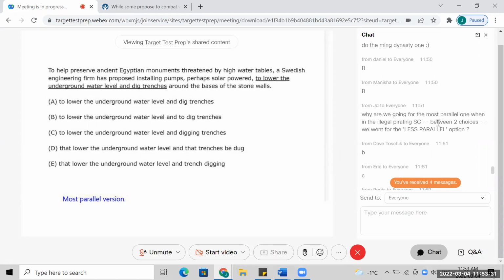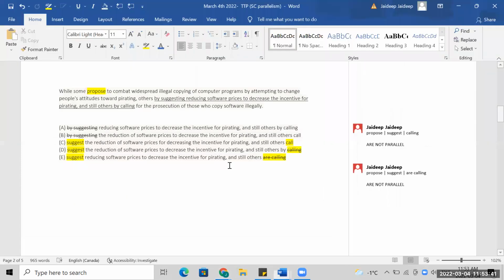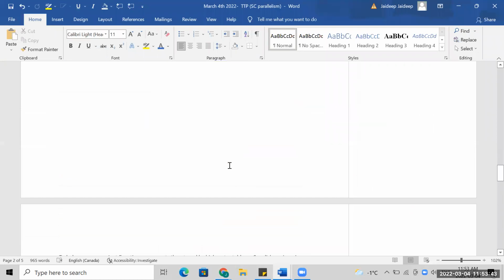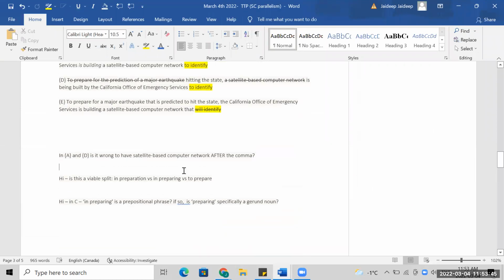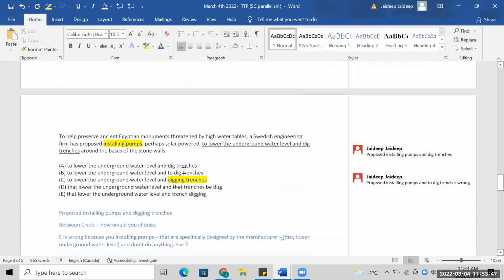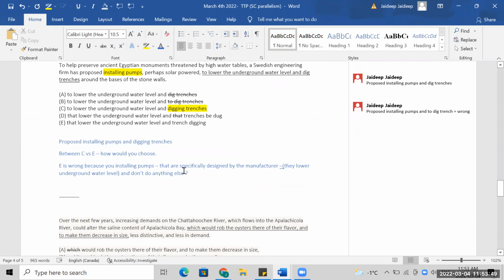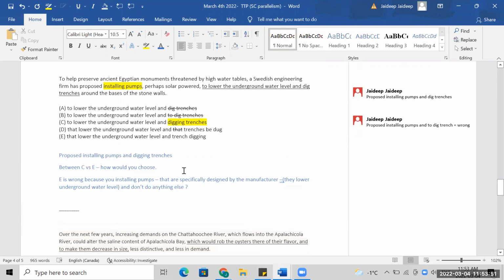Okay, so let's go with this. To help preserve ancient Egyptian monument threatened by high water tables, a Swedish engineering firm proposed installing pumps, perhaps solar powered, to lower the underground water level and dig trenches around the bases of stone walls. So let's do our carryover. To help preserve ancient monuments, a Swedish engineering firm, so what are we going to carry over? Has proposed, let's try it.